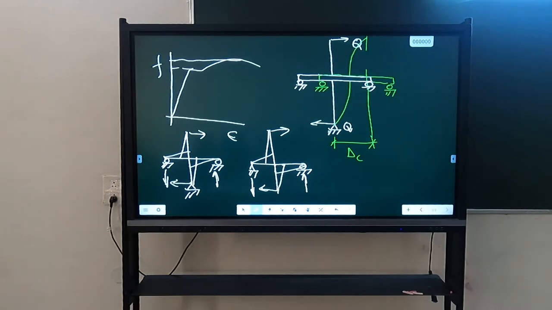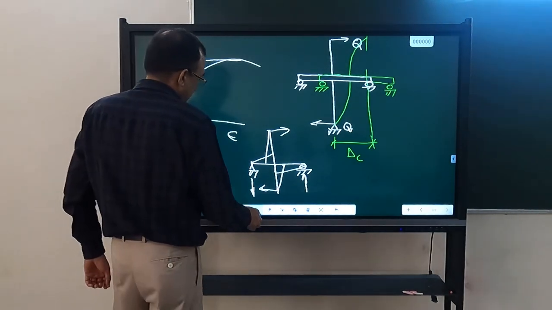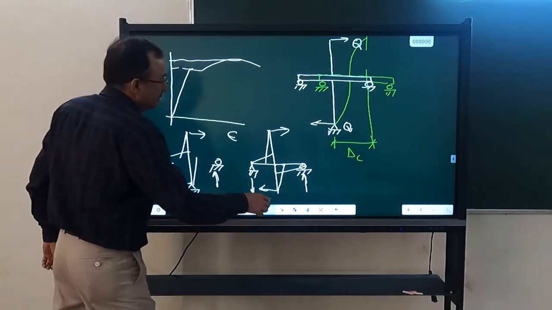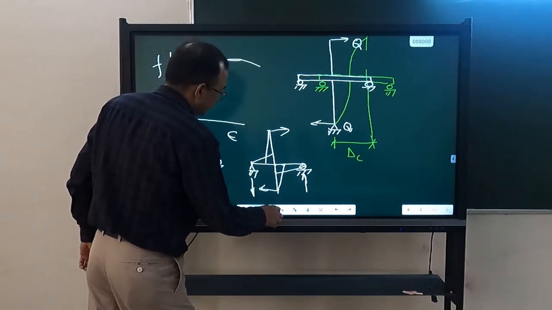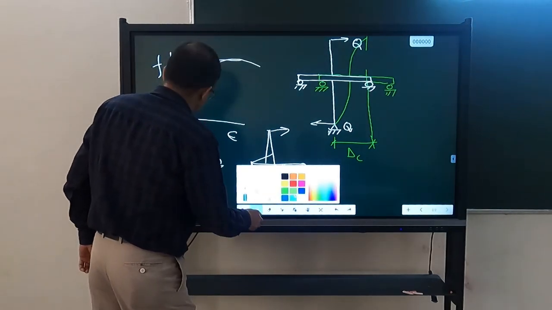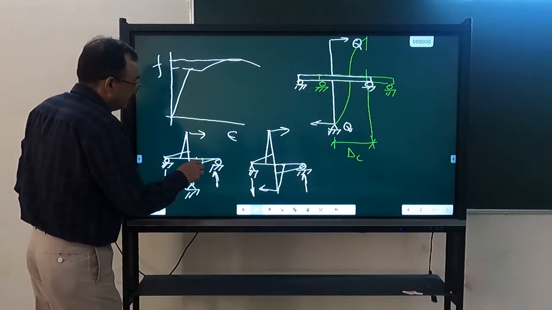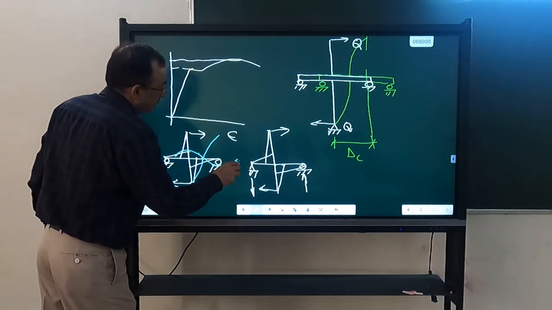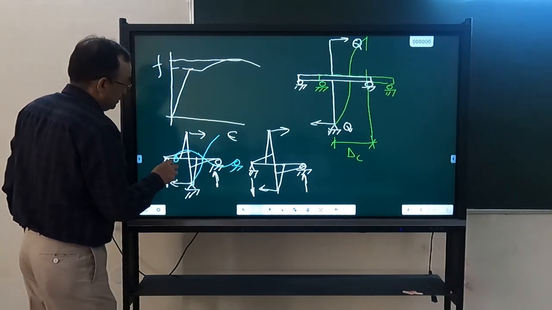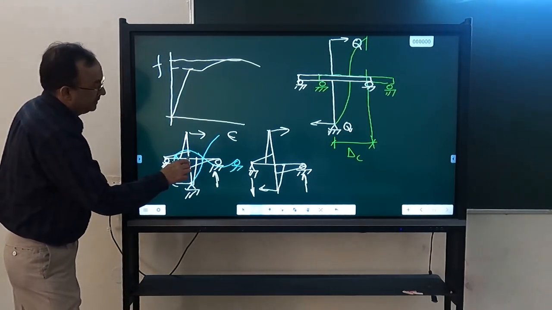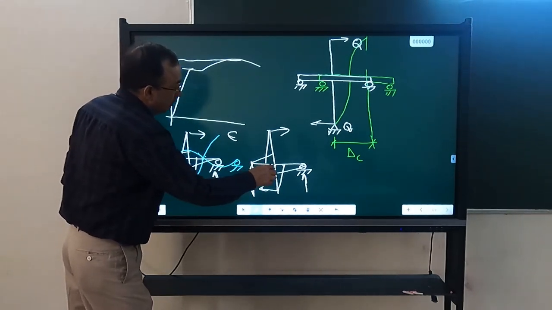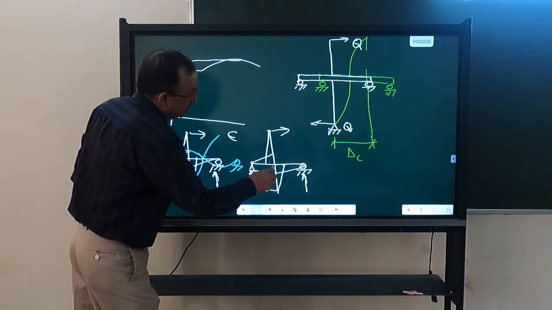Here is also not the same. Where? Here, first because of the pin, and the joint is monolithic. In the first case, the deformed shape will be like this. You agree? So this point has moved. The center point has moved. Here the center point will not be able to move, but the bottom point will shift.